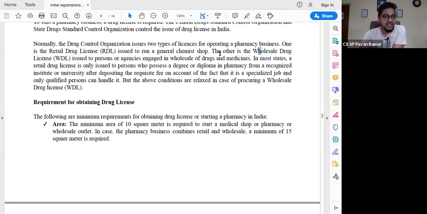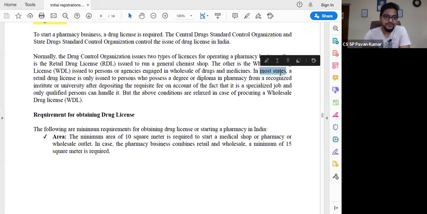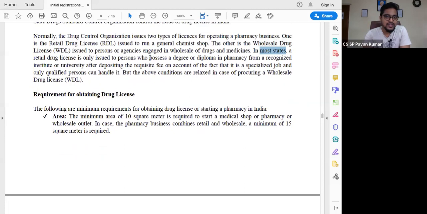In most of the states, a retail drug license is only issued to persons who possess a degree or a diploma in pharmacy. They say most of the states because retail drug licenses and all these things are regulated by the State Drug Standard Control Organization. This license is issued to a person who possesses a degree or a diploma in pharmacy from a recognized institute or university, after depositing a requisite fee. Why do they say you should have a degree to have a retail drug license?